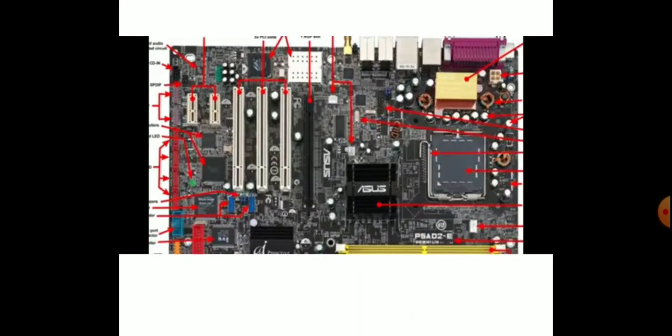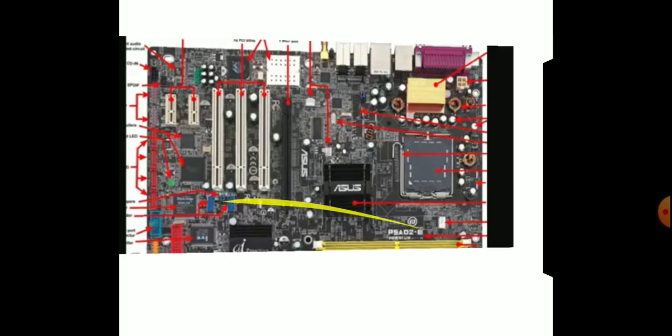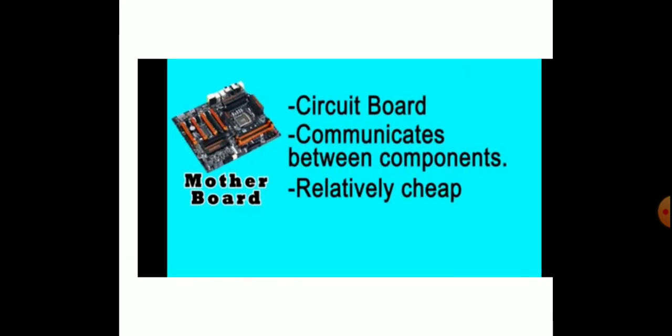This is a physical structure of the motherboard. Here the processor, hard disk, RAM, power supply, everything is to be connected. In other words, a motherboard is a circuit board. It communicates between components and is relatively cheap.